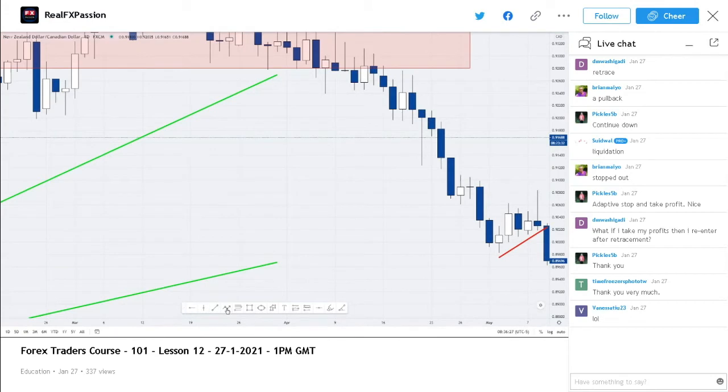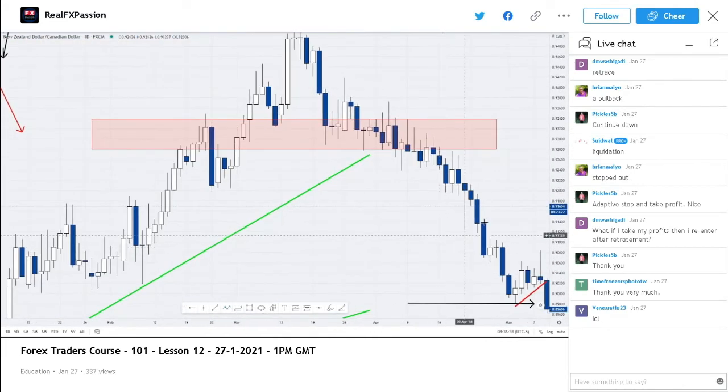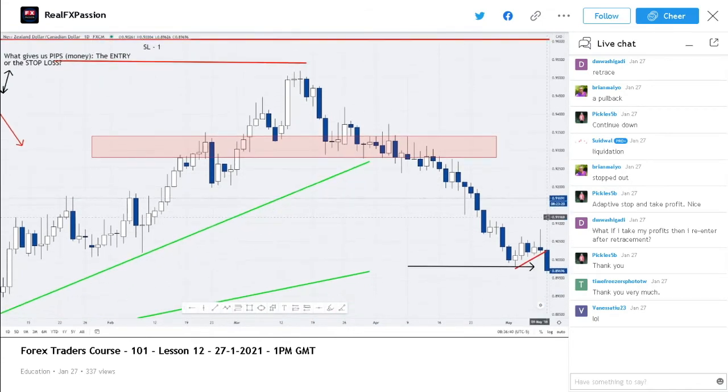Okay, who would enter this trade? And where should the stop loss go? Who would enter this trade?